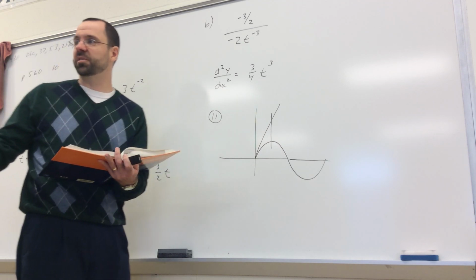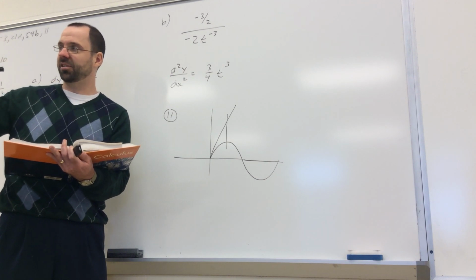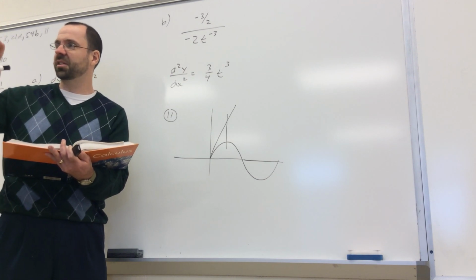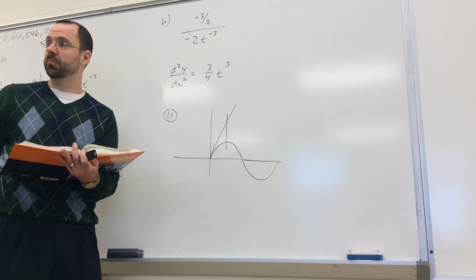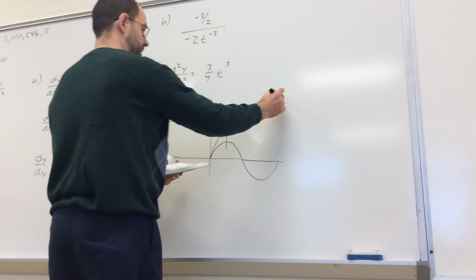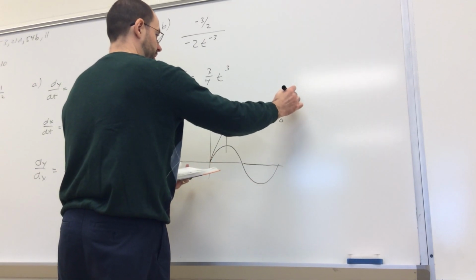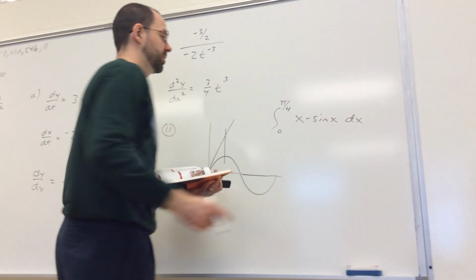So what throws people off on this problem is they can't believe that y equals x is above y equals sine of x, because when you graph it in your calculator, it looks like it's kind of on top of it. So that's why I exaggerated it there. So then we're just finding the area of that. So that's the integral from 0 to pi over 4 of x minus sine of x dx.